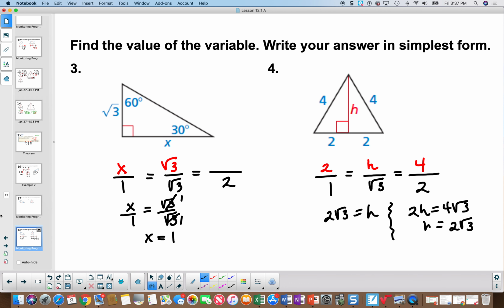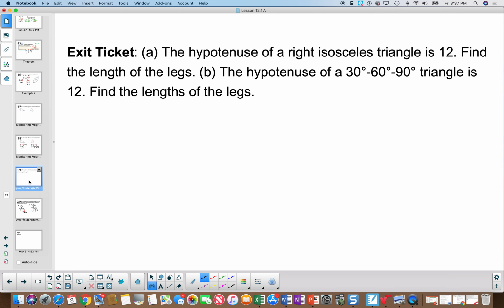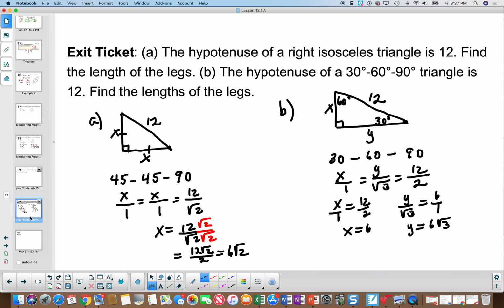And here's the answer. Okay, one more time. Take a minute to stop the screencast. And here's the answer.